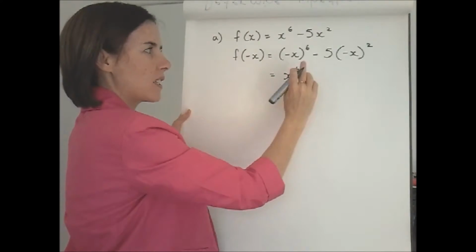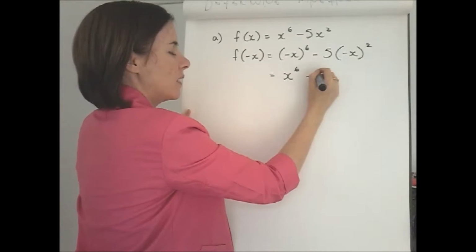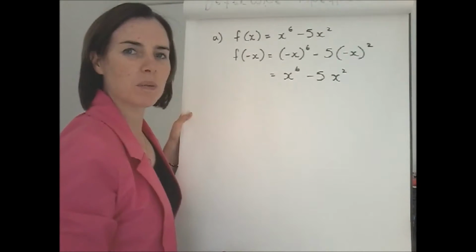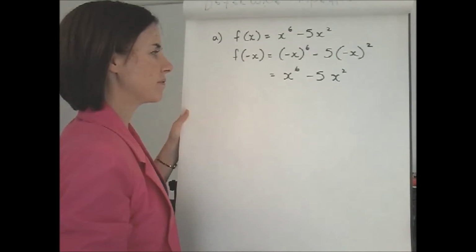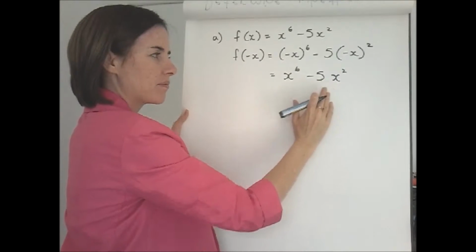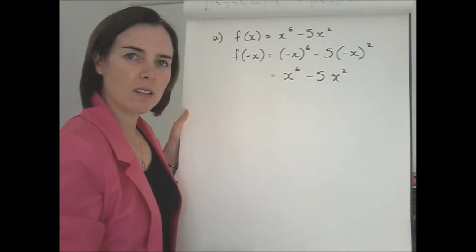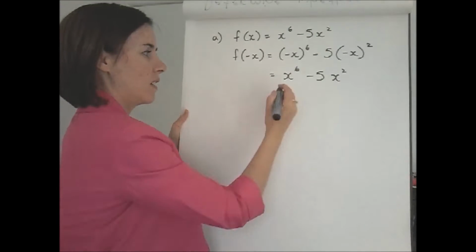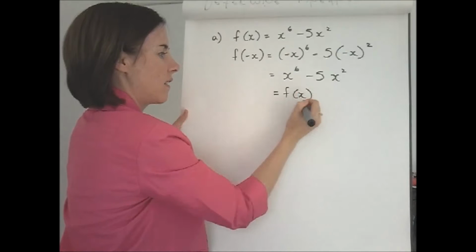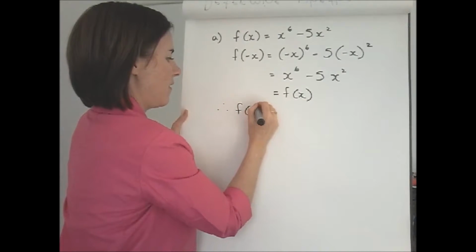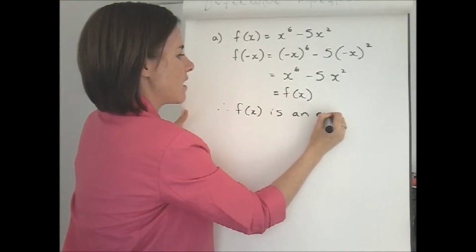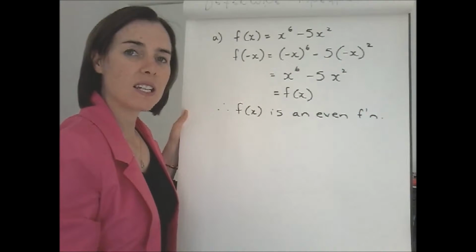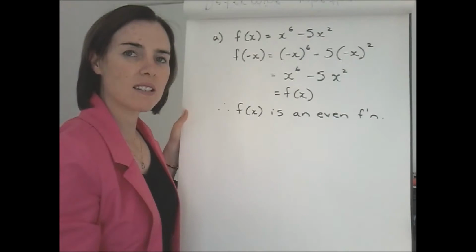Positive x to the power of 6, because it's an even power, minus 5 times positive x squared, because 2 is also an even number. And that's fully simplified. So now I want to ask myself, is it the same as what I started with? Well, yeah, it's exactly the same. It equals f(x), and therefore f(x) is an even function. Okay. If f(x) is the same as f(-x), it's even.